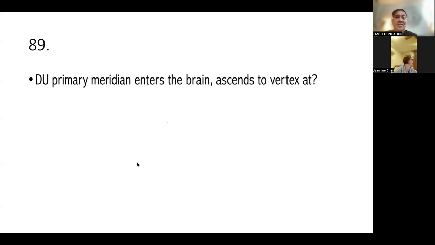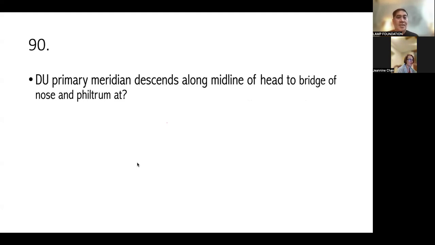The Du primary meridian enters the brain, then it ascends to the vertex, a very popular point at? At Du 20 po, Doc. Very good. The Du primary meridian descends along the midline of the head to the bridge of the nose and philtrum at? At Du 26. Can you point to us where Du 26 is? Du 26 po. Okay, we already know that.